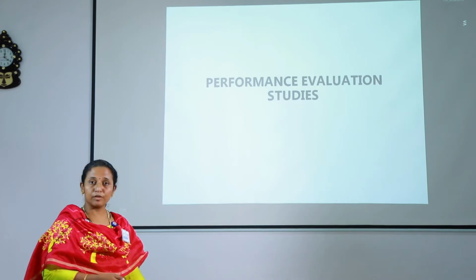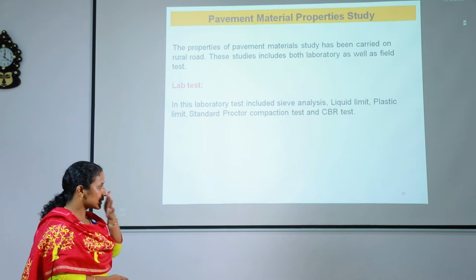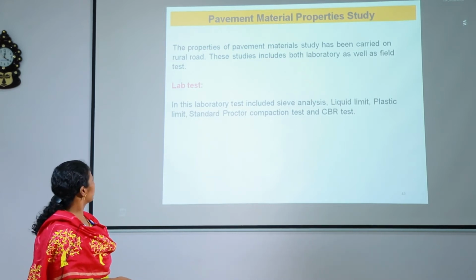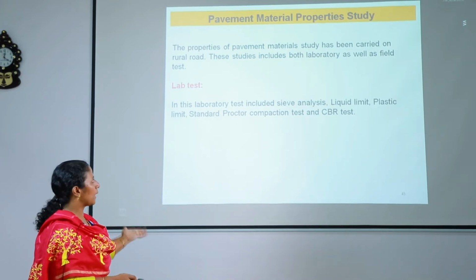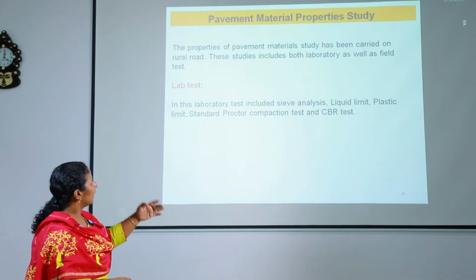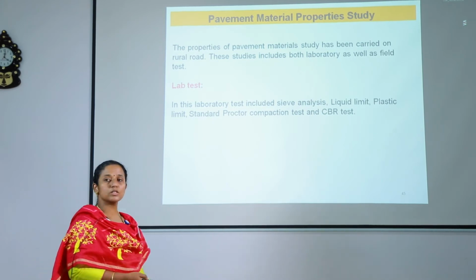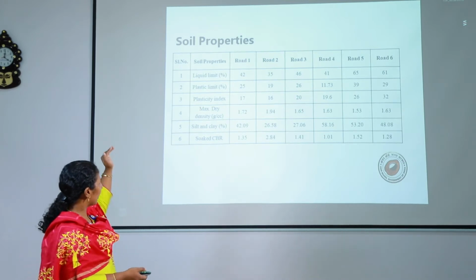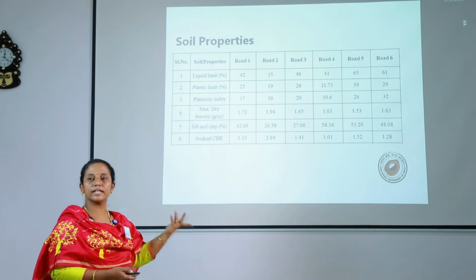Now I am coming to the performance evaluation studies of the constructed roads. The performance evaluation was conducted by a pavement material property study and a pavement performance based study. The properties of the materials have been studied in the lab as well as on the road. Lab tests were conducted for liquid limit, plastic limit, standard Proctor test and CBR test of the soil material. The picture shows the soil properties of the different roads constructed. These were evaluated accordingly, and the designs have been selected.